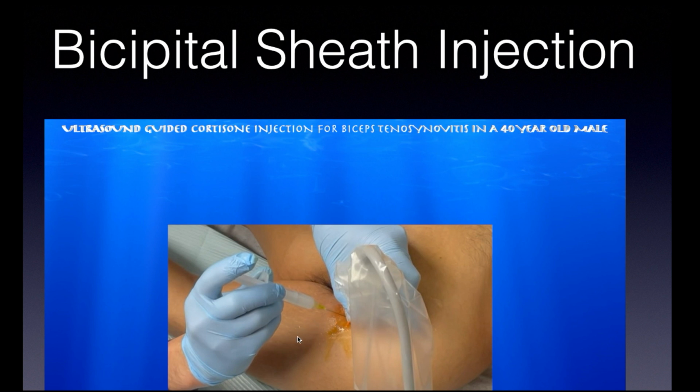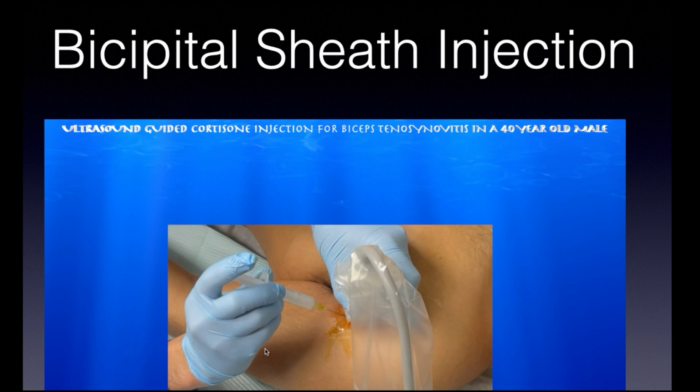If you keep your probe in an axial plane over the biceps tendon and just keep going up, eventually you can look at the biceps tendon in long axis, because the tendon curves around where it attaches on the superior aspect of the glenoid at the labrum.